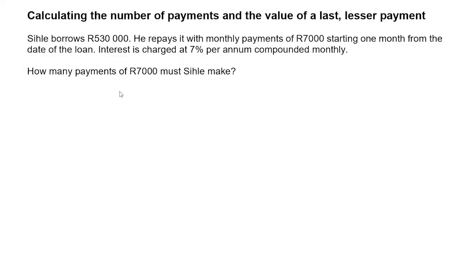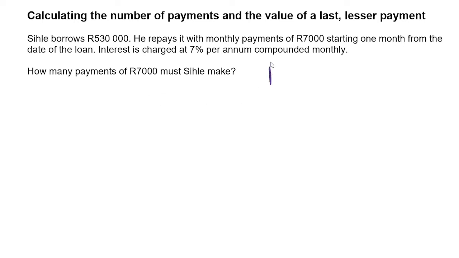So in this video we're going to find out the number of payments required to pay off a loan. So Sihle borrows 530,000 Rand, he repays it with monthly payments of that, and that's the interest rate. How many payments must he make?